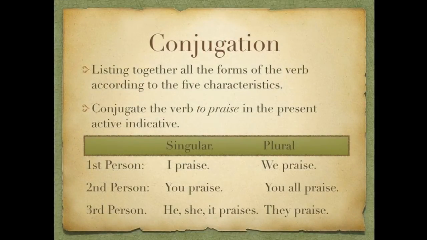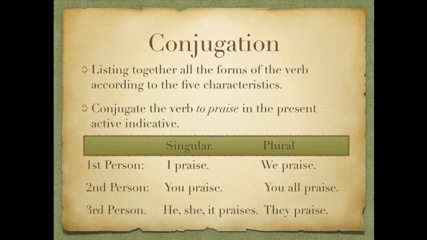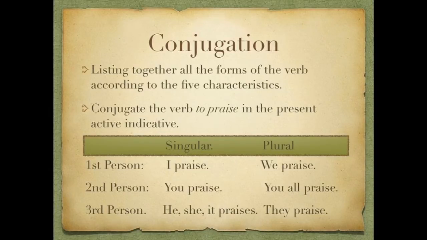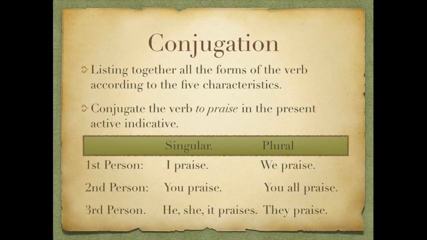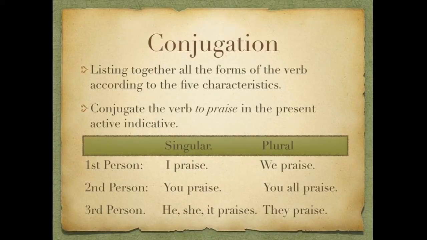So here in chapter 1, we're going to start to look at conjugating verbs. Conjugation is just listing together all of the forms of the verb according to the 5 characteristics. So we'll conjugate the English verb to praise in the present active indicative, and we'll list all of its forms, singular and plural, first, second, and third person. So first person singular, I praise. First person plural, we praise. Second singular, you praise. Second plural, you all praise. And then third singular, he, she, or it praises. And then the third person plural, they praise.